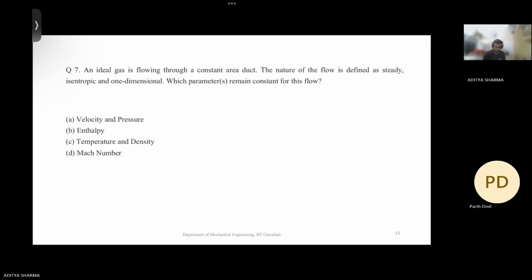Okay, the flow is steady, isentropic, one-dimensional, constant area duct. Not even quasi one-dimensional, constant area duct. So what will happen? Nothing is going to change. These all are going to remain the same. Question number 7.